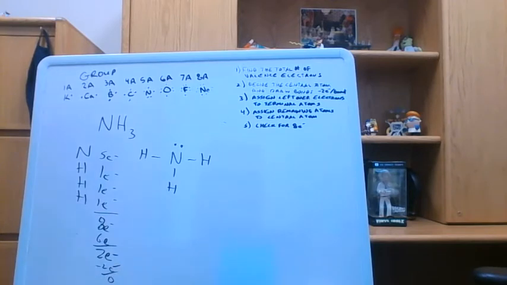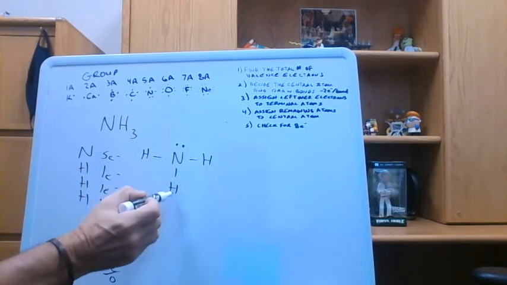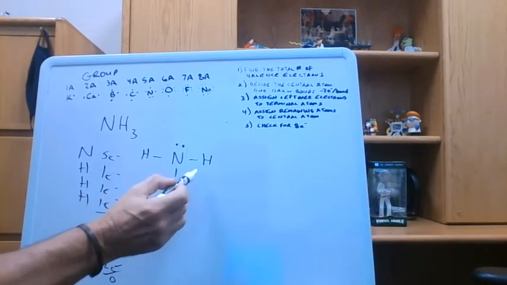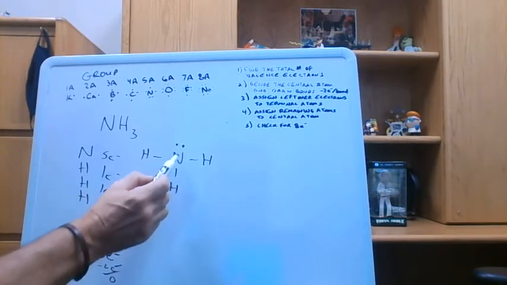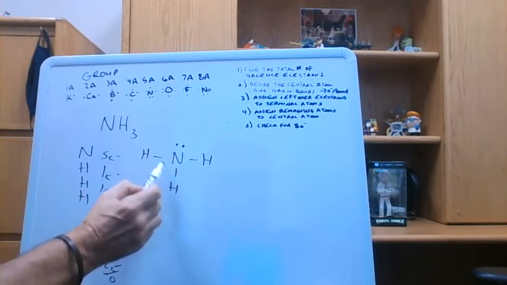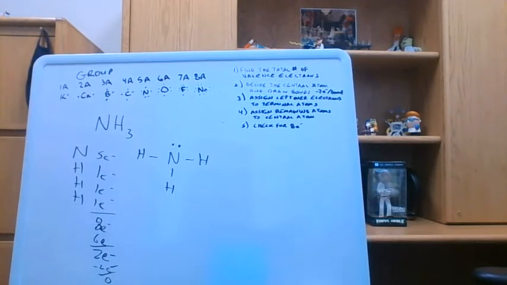Now we're going to check to see if everybody's happy, right? So this hydrogen thinks it has 2 electrons. This hydrogen thinks it has 2 electrons. This hydrogen thinks it has 2, so all the hydrogen are happy. The nitrogen thinks it has 2, 4, 6, 8 electrons. So again, the nitrogen is also happy. So that would be our Lewis structure for NH3.